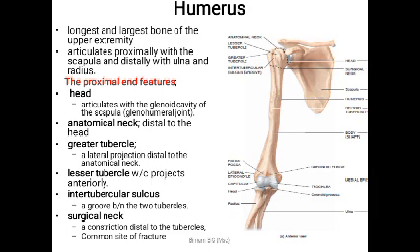The proximal end features the head, which articulates with the glenoid cavity of the scapula at the glenohumeral joint. The anatomical neck is distal to the head. The greater tubercle is a lateral projection distal to the anatomical neck, and the lesser tubercle projects anteriorly. The intertubercular sulcus is a groove between the 2 tubercles. The surgical neck, a constriction distal to the tubercles, is a common site of fracture.